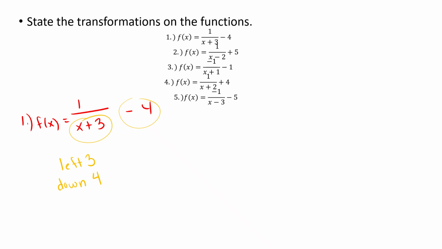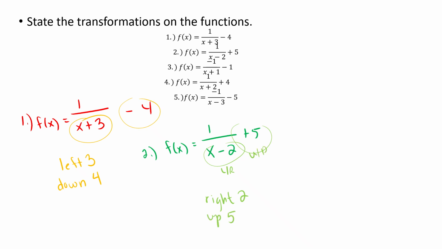Okay, second one. We have f of x is equal to 1 over x minus 2 plus 5. Again, we have our left, right, and that is going to go to the right 2. And this is our up, down, and this is going to go up 5. So which number is doing which? Otherwise, this is exactly the same as other transformations that we've looked at in other families of functions.